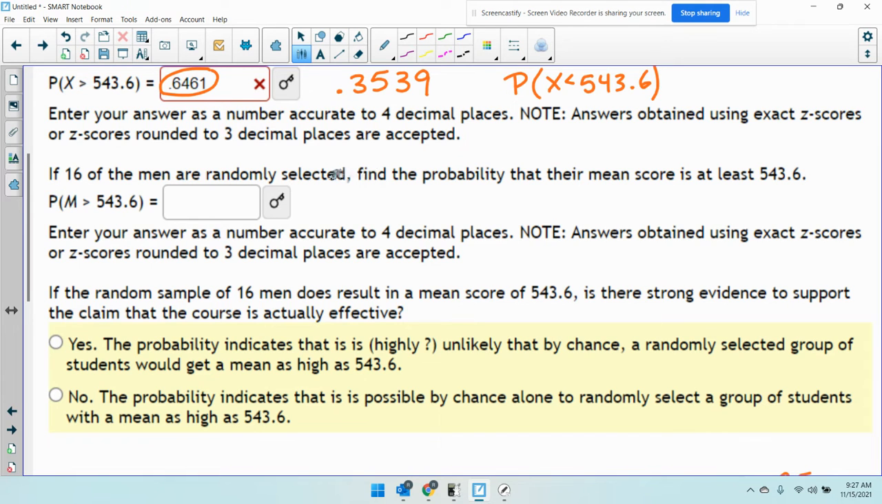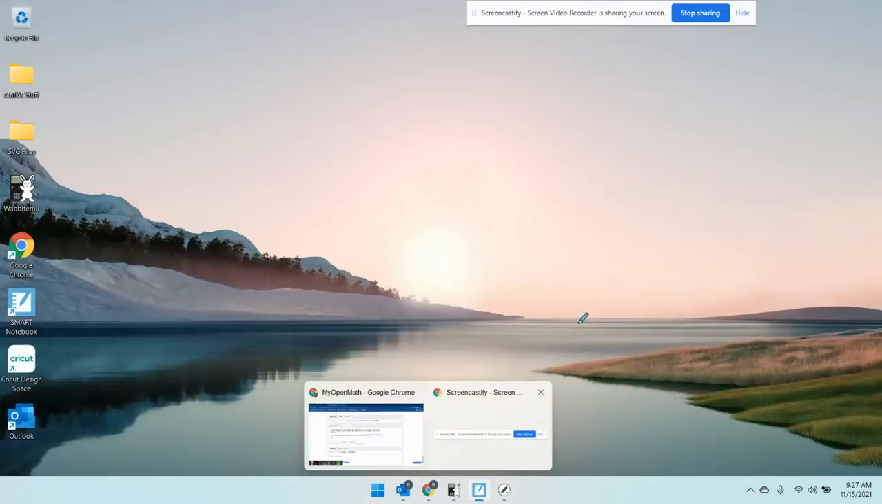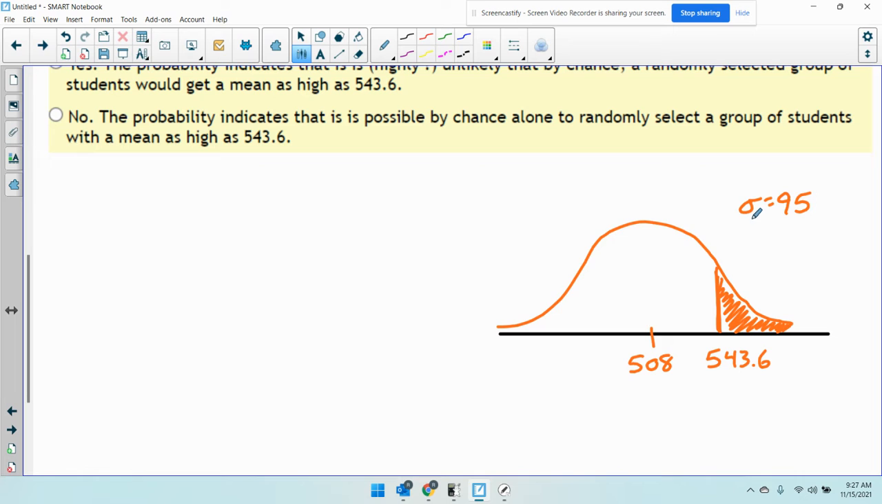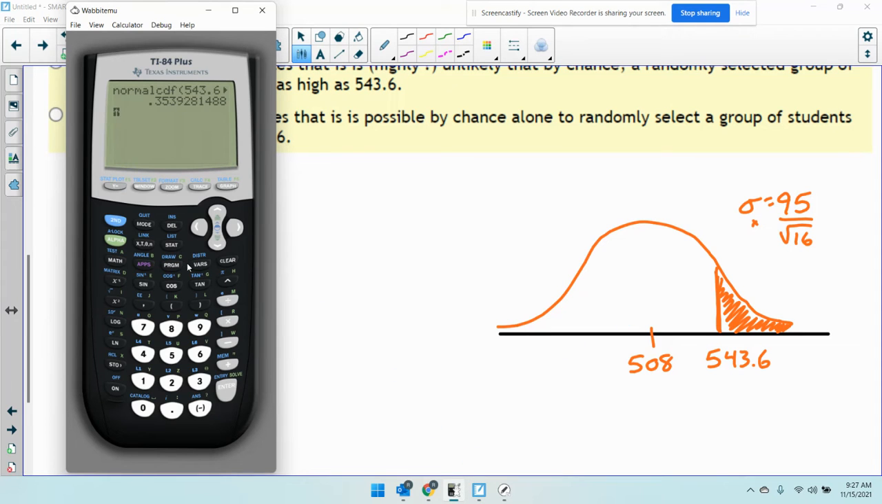So from the notes and the lecture videos, you should remember that if you're talking about a sample, all that's going to do is change our standard deviation. So if our sigma is normally 95, if we're talking about a sample now, it's going to be 95 divided by the square root of n. So 95 divided by the square root of 16, or 95 divided by 4.